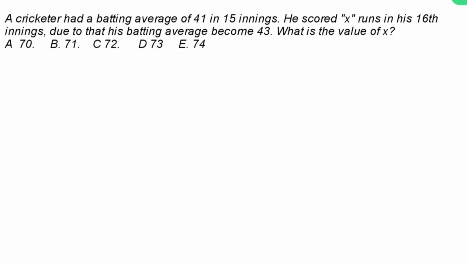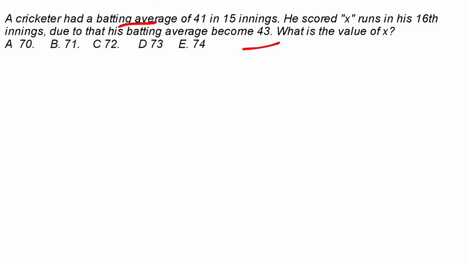In this video, let us discuss the average problem. Let's see the question. A cricketer had a batting average of 41 in 15 innings. He scored X runs in his 16th innings. Due to that, his batting average becomes 43.